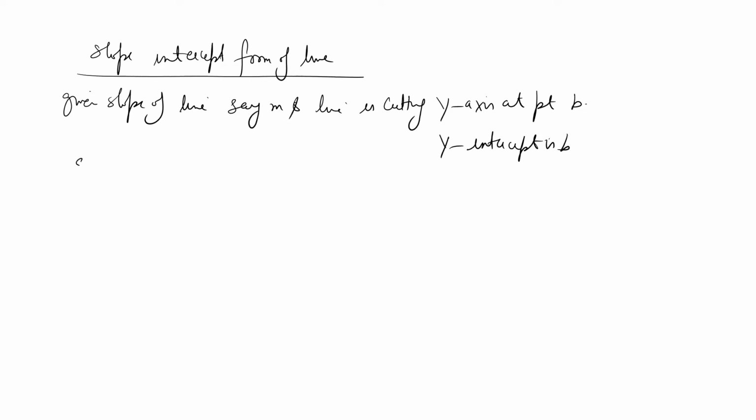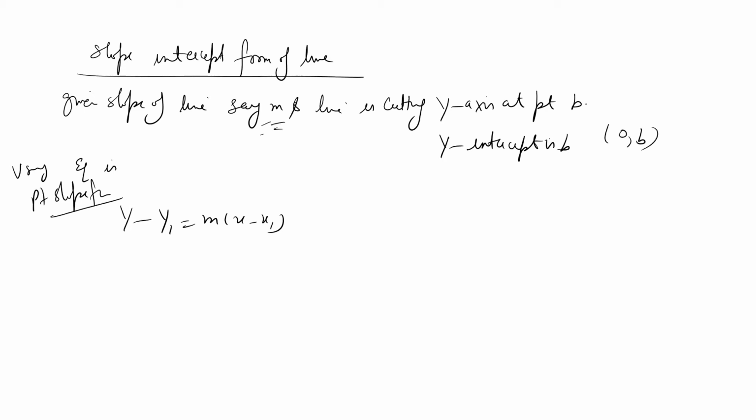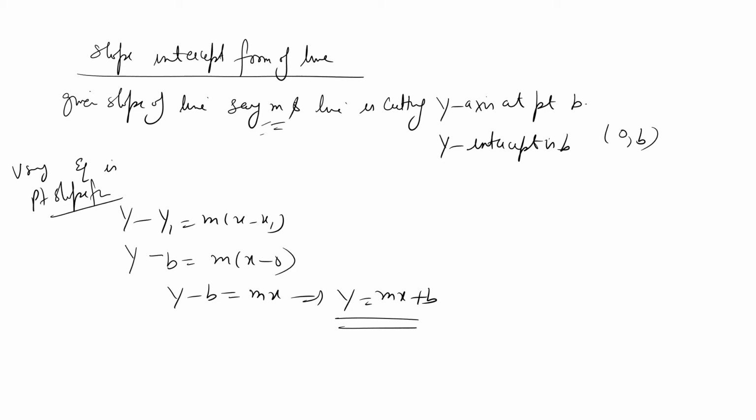In that case, the equation is y minus y1 equal to m times x minus x1, because the slope here is given. So I will use the point slope form to deduce this type of equation. The y-intercept is b, meaning the line touches the y-axis at b, so the point is (0, b). That is very clear to you. And the slope here is m. So this equation becomes y minus b is equal to m times x, which implies y = mx + b. This is called slope intercept form.